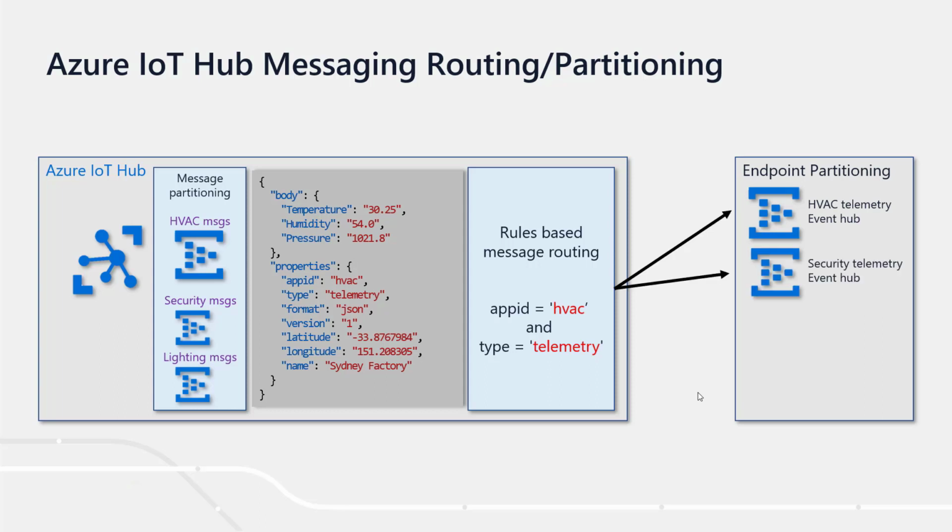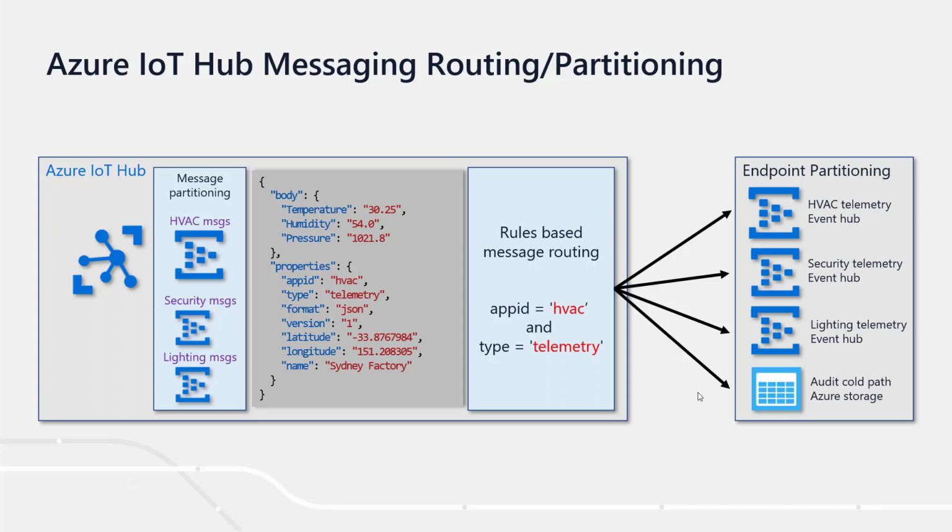The same would apply for a message that came from a security system, in which case the app ID would be security, for example, and I would know to route all those messages off into a security telemetry event hub. The same for lighting. And I might say that all messages that come into the system, I actually want to put into Azure Storage as an audit, and I would normally put those into a cold path, something like Azure Storage.